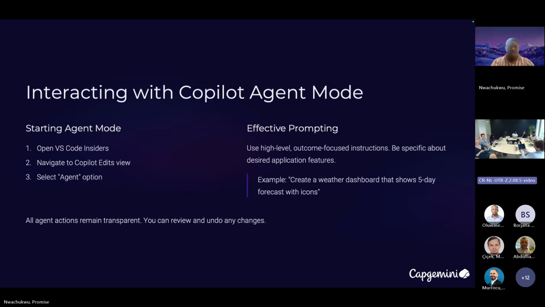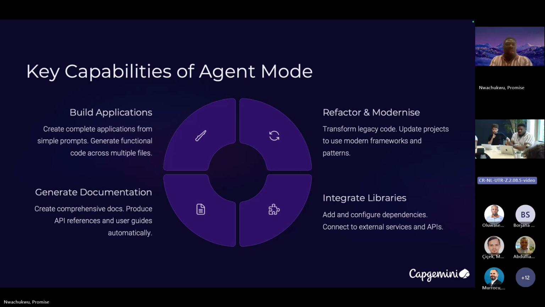All right, we proceed now to the key capabilities of the agent mode. Like I said, to me personally, with the understanding I have, I feel the capabilities are a lot more, but there are some key capabilities that we can talk about, right? Some of those key capabilities right now is building applications. You can actually create a complete application from scratch, just with prompts.